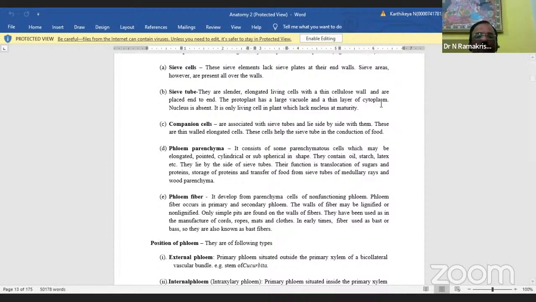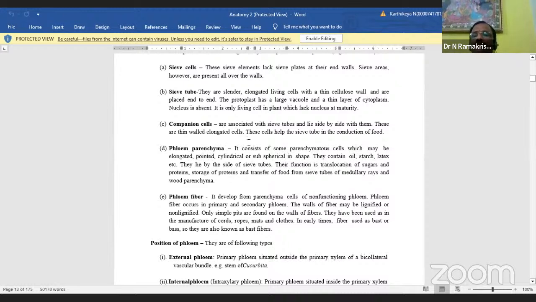Next one is phloem parenchyma. You already know parenchyma very well: simple, closely associated cells. The cells which contain food materials we call phloem parenchyma. It consists of parenchyma cells which may be elongated, cylindrical, or subspherical in shape. The most important point here is that parenchyma contains food materials. These cells contain oil, starch, latex, etc.